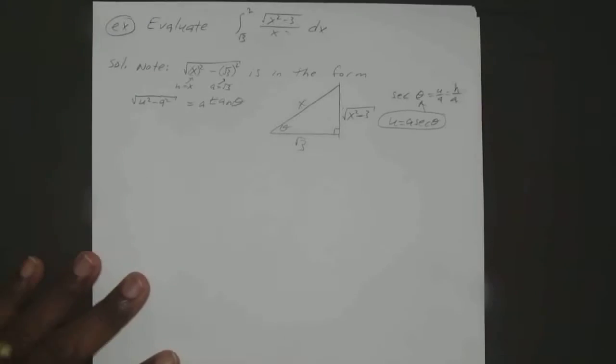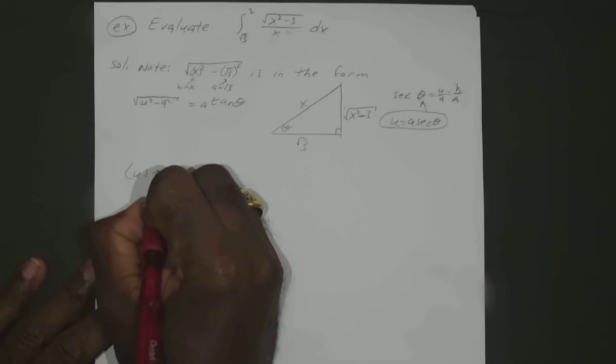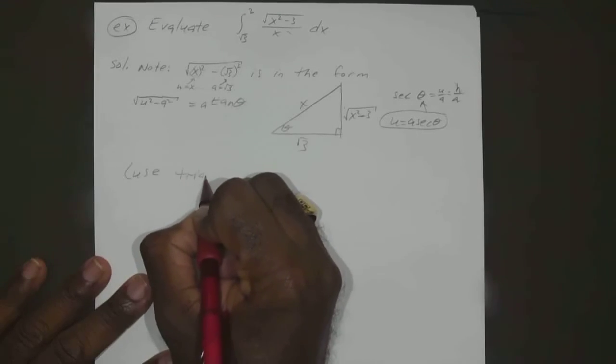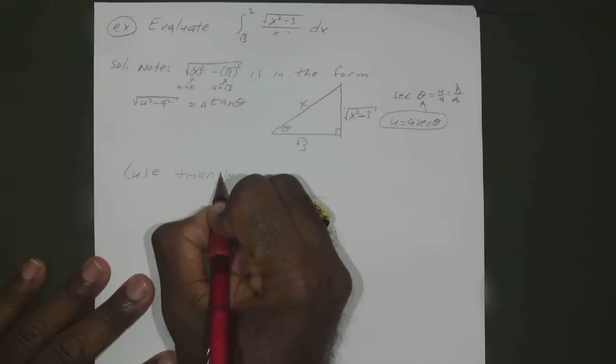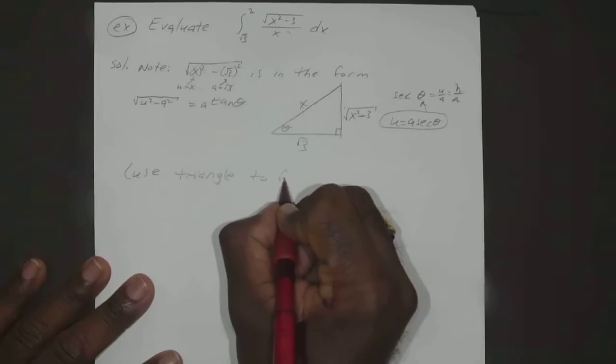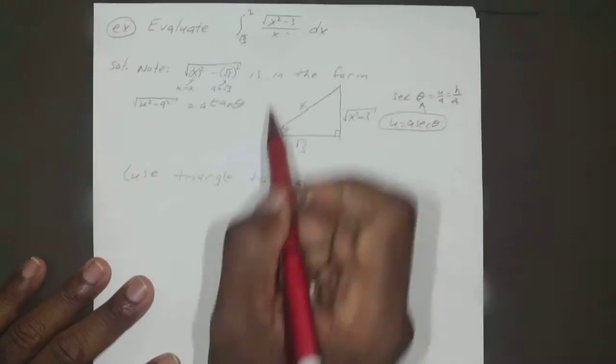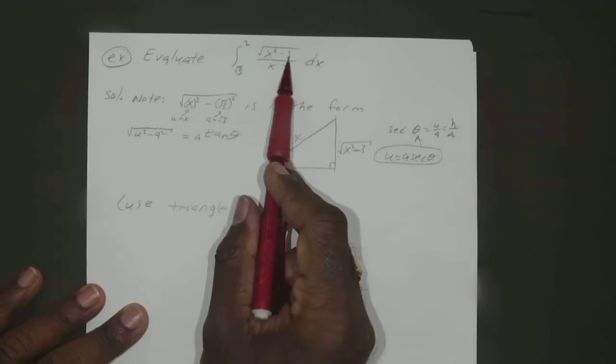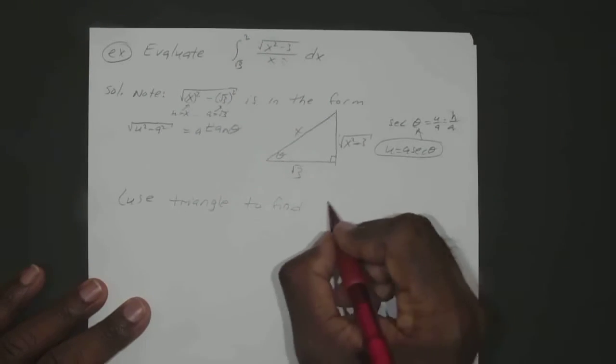All right. So now we're going to use the triangle to find x, square root of x squared minus 3, and our dx.